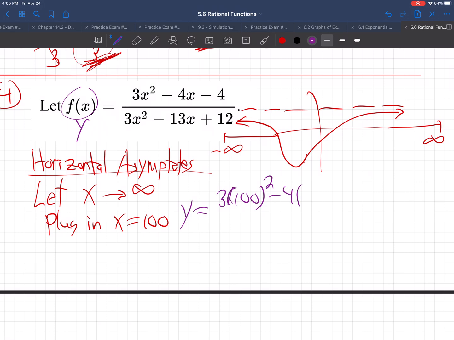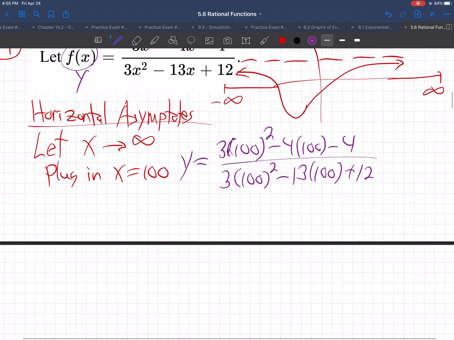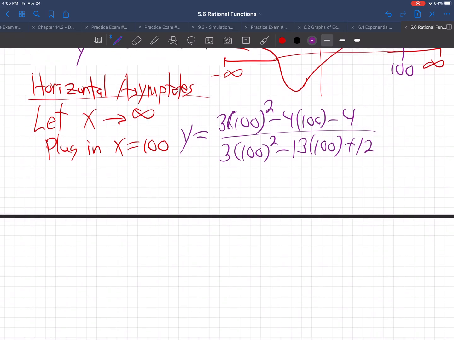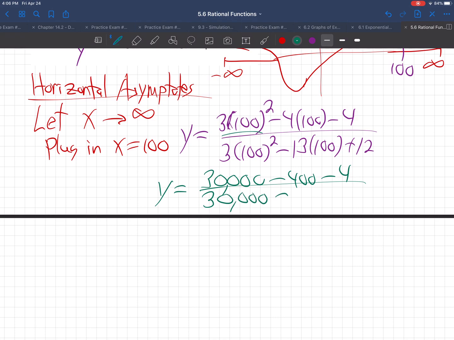100 squared minus 4 times 100 minus 4 over 3 times 100 squared minus 13 times 100 plus 12. Okay, so I'm basically going to infinity. 100 is headed towards infinity. So now let's work this out to the best of our ability. This will be 3 times 100 squared, and 100 squared is 10,000, so it's 300 with 2 zeros added: 30,000 minus 400 minus 4 over 30,000 minus 1,300 plus 12.